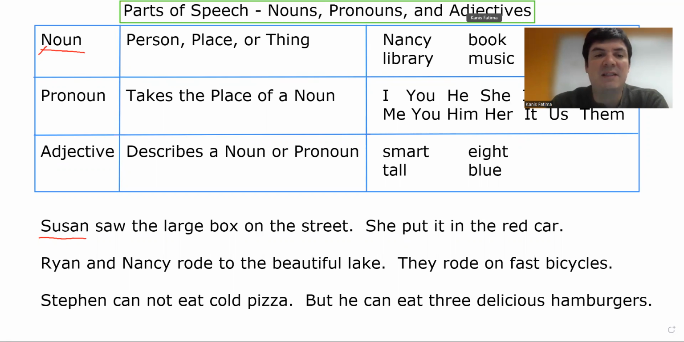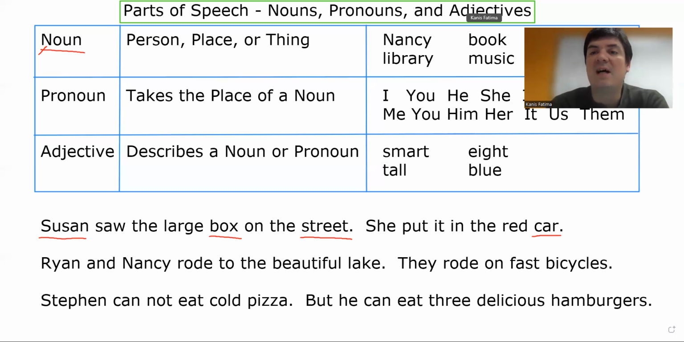The next thing I see is box. Box is an object. I can see a box. I can carry a box. Another noun is street. Street is a place. I can walk on a street. I can see the street. Looking at the next sentence, she put it in the red car. Car is a noun. It's an object. I can ride a car. I can see the car.